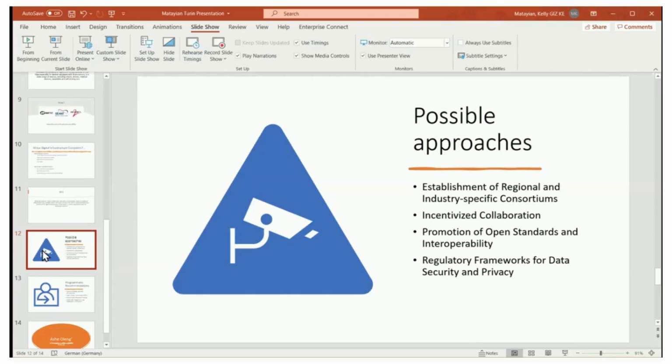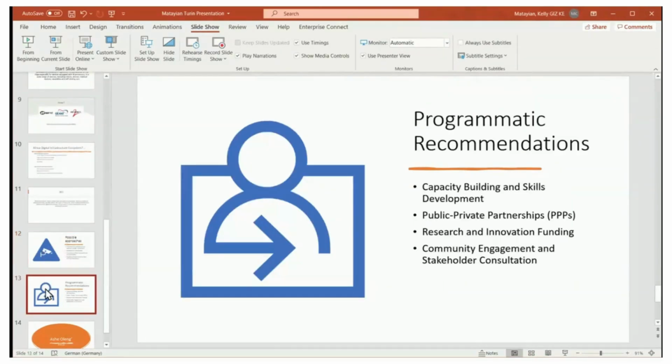Again, there is a need to promote open standards and interoperability, and this cannot be possible without the existence of such consortia. And also, there is a need for government to develop a comprehensive regulatory framework for data security and privacy to ensure that whatever public digital infrastructure is being deployed operates within a secure environment and meets a certain security threshold.